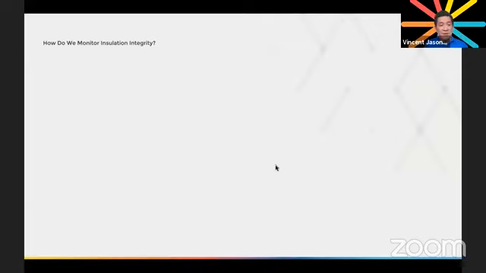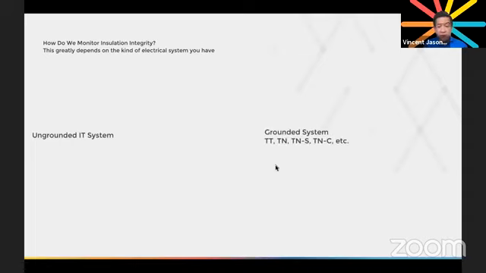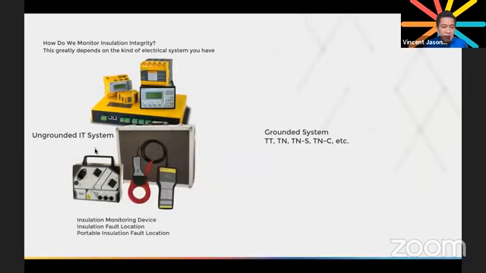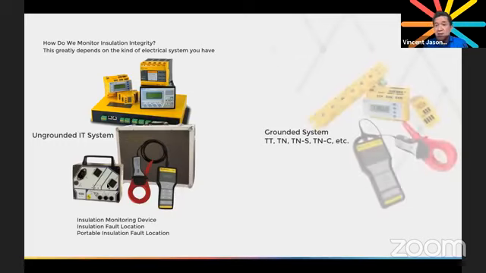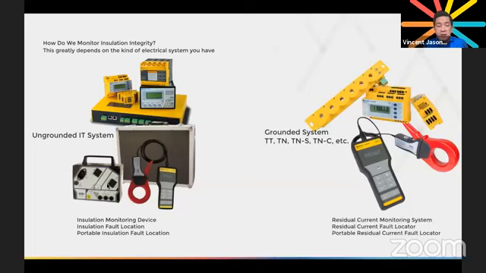So how do we monitor insulation integrity in the first place? Again, with two systems, you have the grounded and the ungrounded system. For the ungrounded system, we will be using insulation monitoring devices such as these things, and probably an insulation fault locator, which is this one, or a portable insulation fault locator, which is this one. On a grounded system, it's slightly different. We will be using residual current monitoring systems and residual current fault location systems. And the measuring principles I will be discussing briefly as we go along.